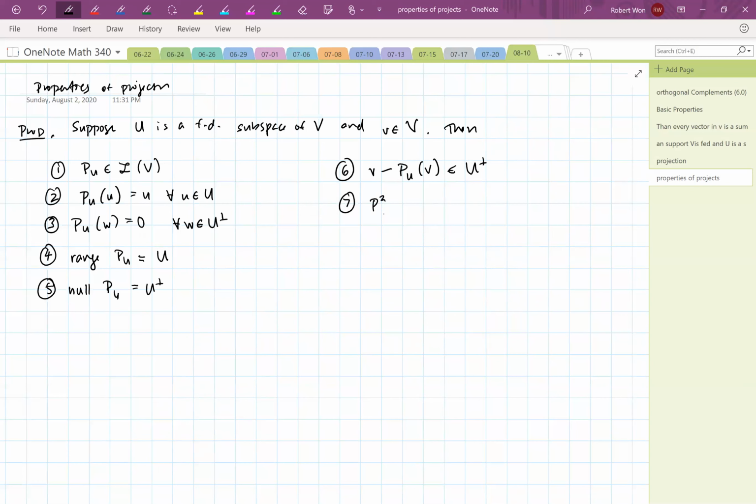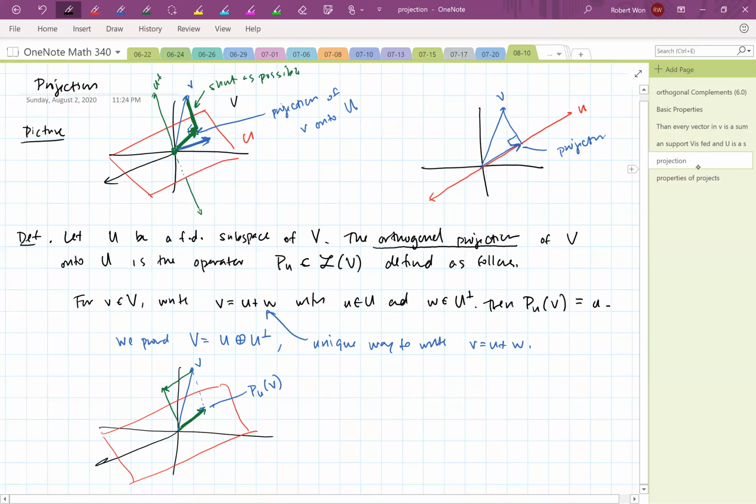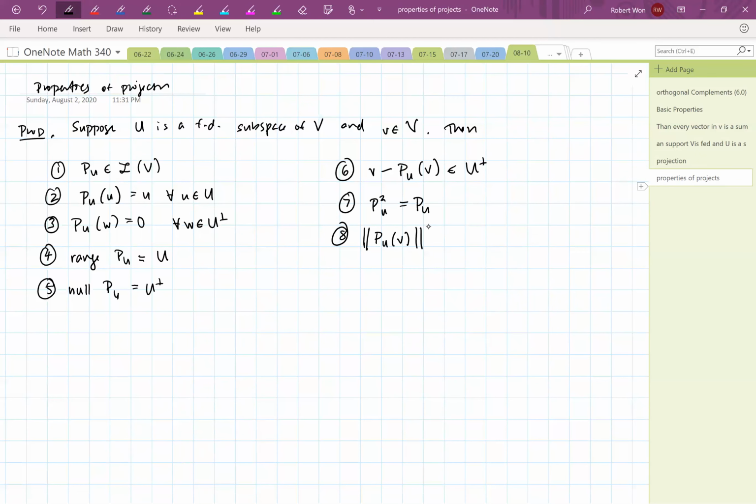7, what happens if you project twice? If I take a vector and project it to U, and then project it to U again, the result should be the same thing as just projecting once. If you project again, nothing new should happen. So projection twice should be the same thing as projection once. Okay, 8 is maybe something we could also think about in the picture. If I take the norm of a vector after I project it, I take a vector, I project, and I look at the length, the length of this vector versus the length of this vector. Well, it seems like the new vector is shorter. That's true. This is less than or equal to the norm that you started with.